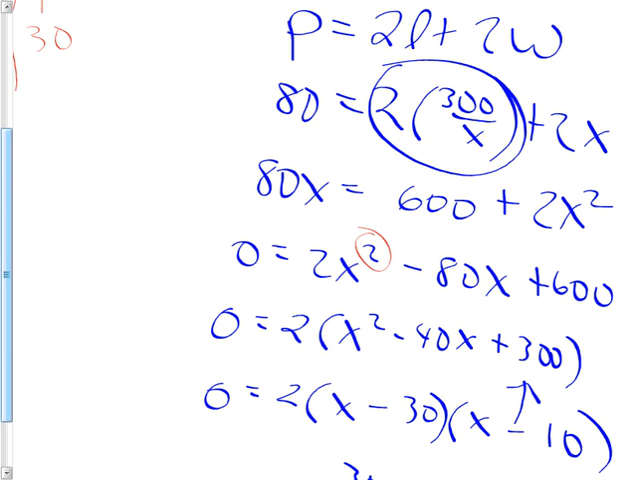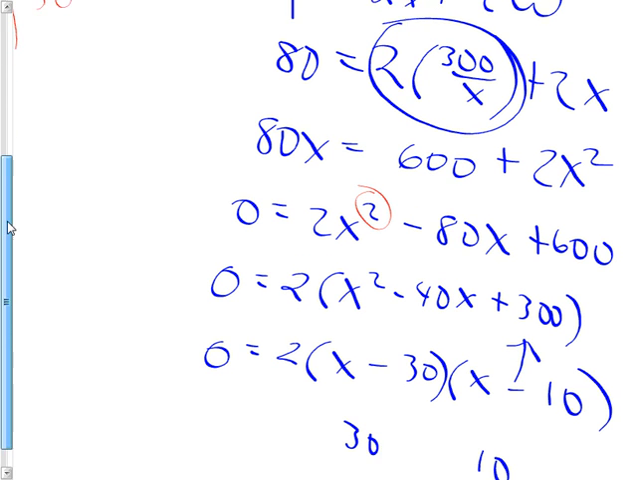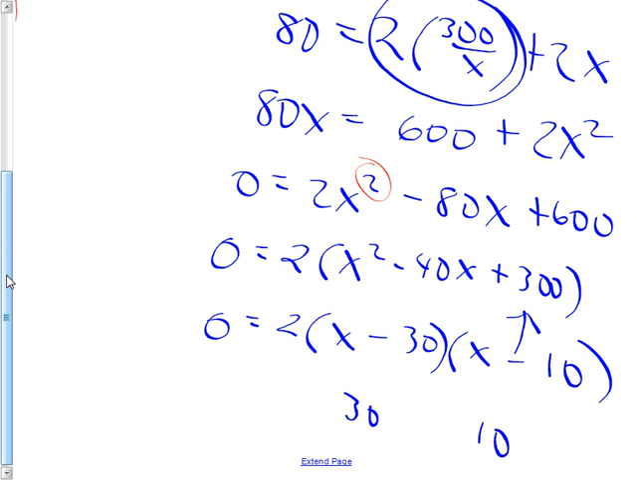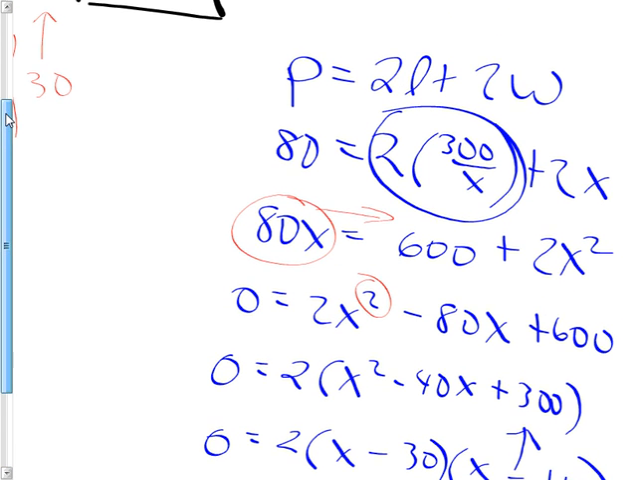That tells you that at most there's going to be 2 answers, not 3. Yes? What was the algebra when we went from 80 equals 2 to 300 over x plus 2 into 80x equals 600 plus 2? All I did is I took this and moved this over to the other side. Do you see that? Before that, okay.